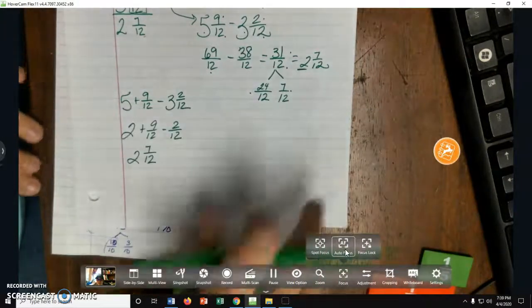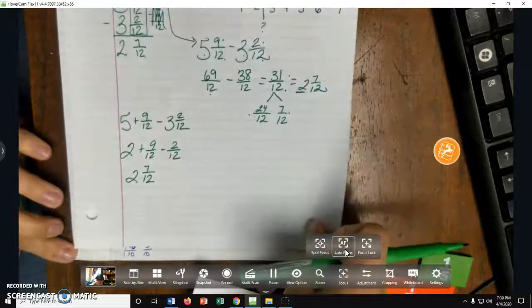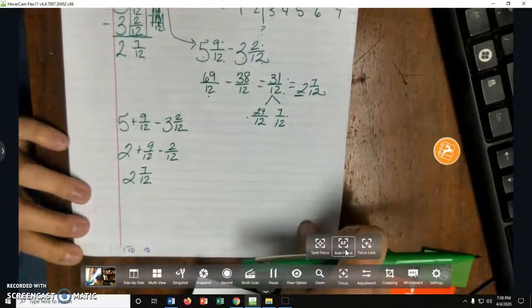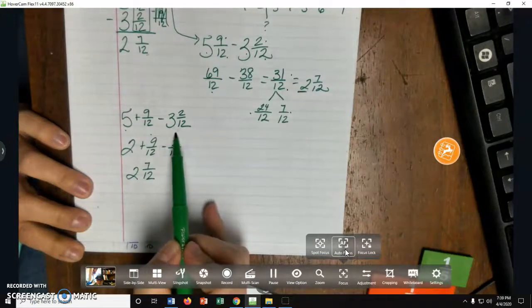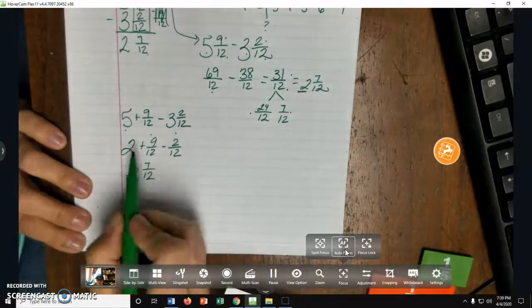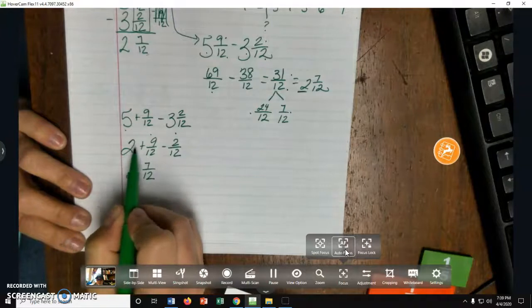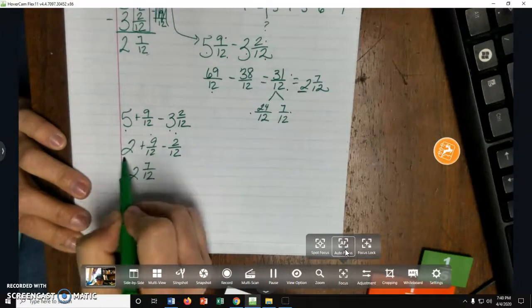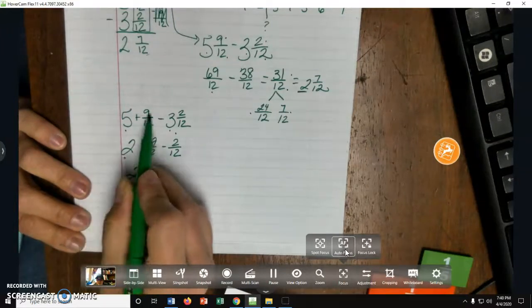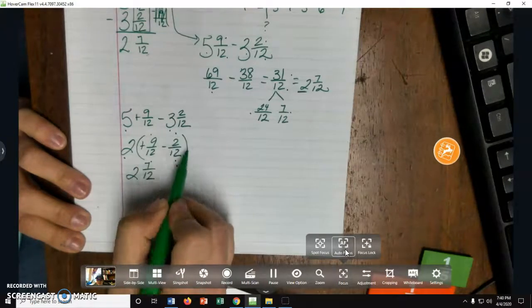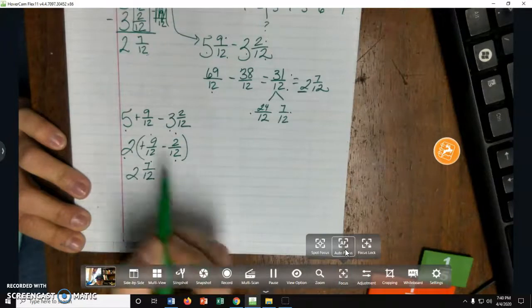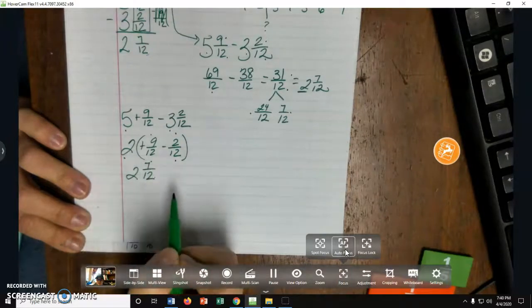One of the other methods that they showed you, that I'll show you in closing here, is that this is the same as 5 plus 9/12 minus 3 and 2/12. So we can say 5 minus 3 is 2. Now I have 2 plus 9/12 minus 2/12. I can do this part of the equation first so that I end up with 2 and 7/12.